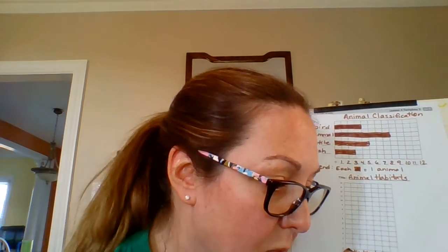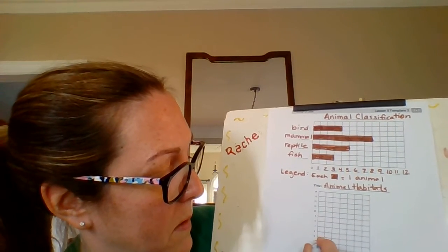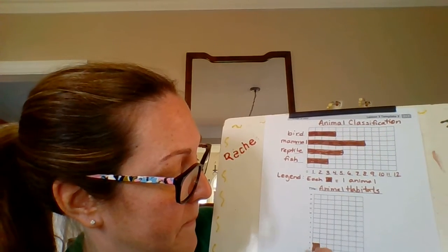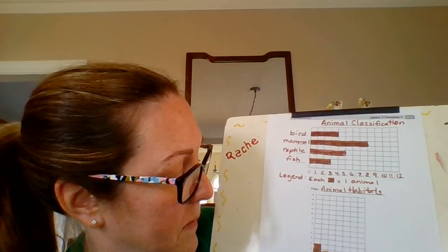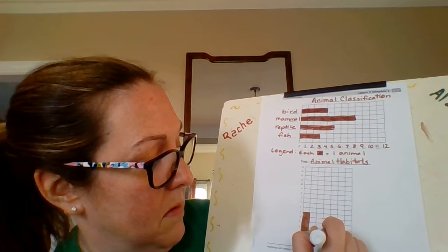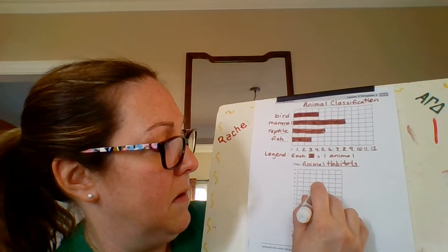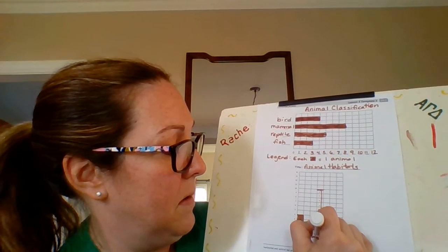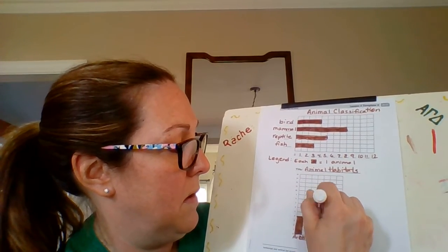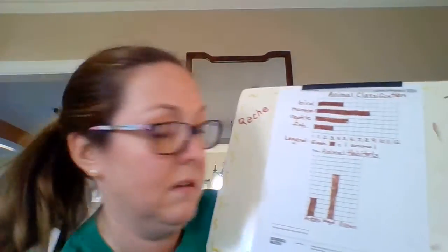So with Arctic, we had 4. So this time we're just coloring vertically. And then with woodland, we had 10. And with ocean, we had 6.